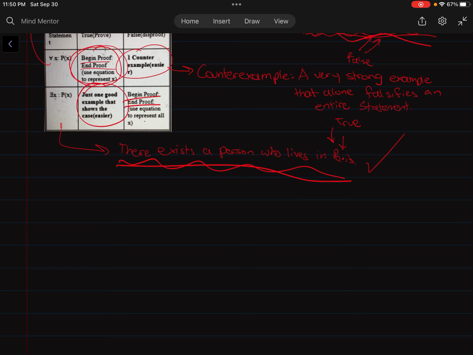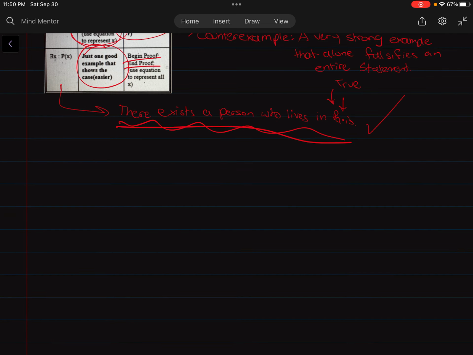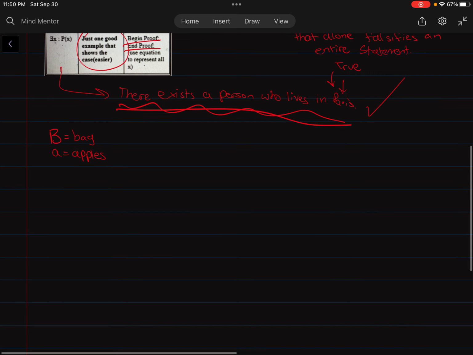Now let's move on to a slightly more computer science based, a slightly more logic based example. So let's say we have a bag of apples. Capital B represents the bag, and a lowercase a represents an apple, okay? And let's say we had a statement: for all a that are elements of B, a is red. Also, this E-looking placeholder means there exists, right?